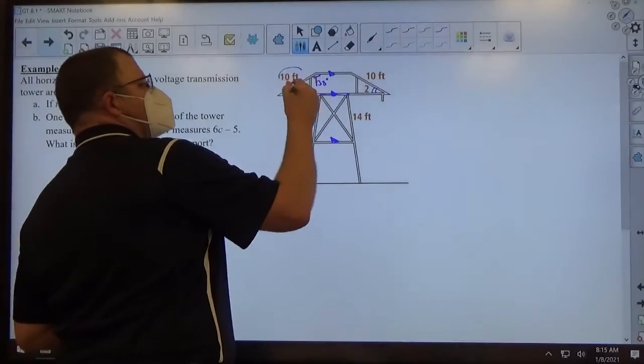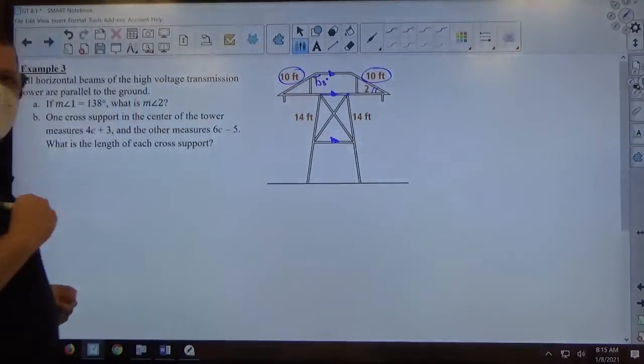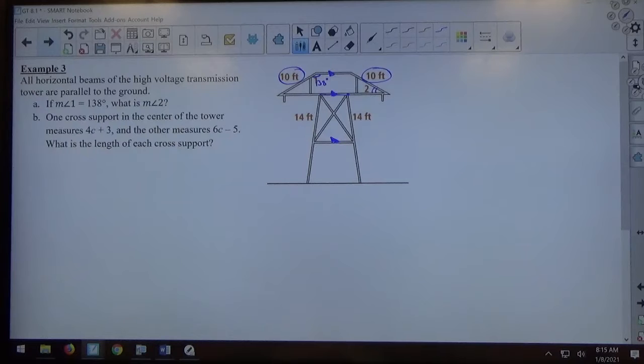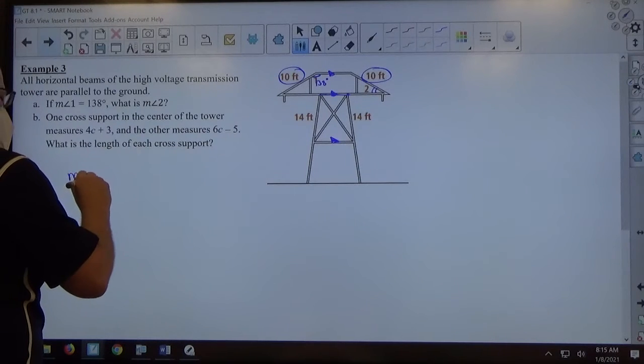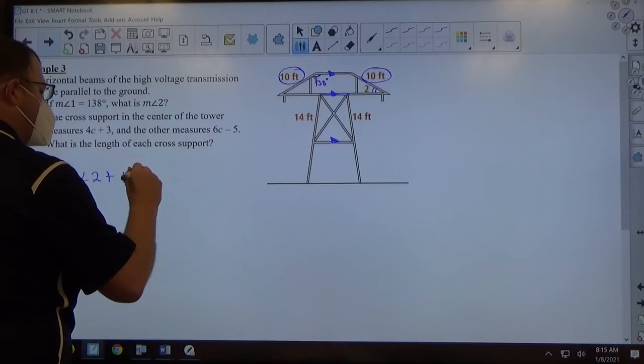We know it's isosceles because these are both 10 feet. So we know that angles 1 and 2 add up to 180, so the measure of angle 2 plus 138 equals 180.